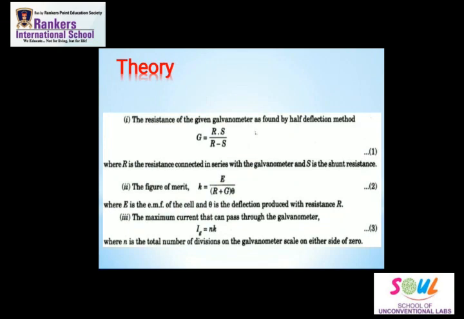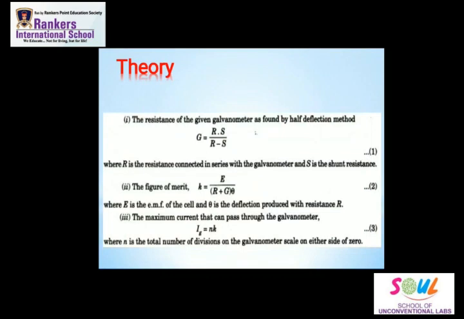Here, the resistance of the galvanometer is calculated with the formula G equals R into S upon R minus S. Here, R is the resistance connected in series and S is the resistance connected in parallel. R is applied from high resistance box, whereas S is applied from low resistance box. It is also called shunt resistance.